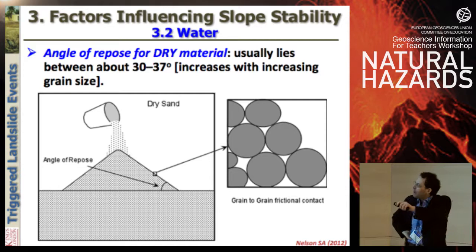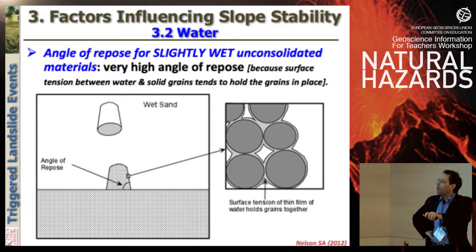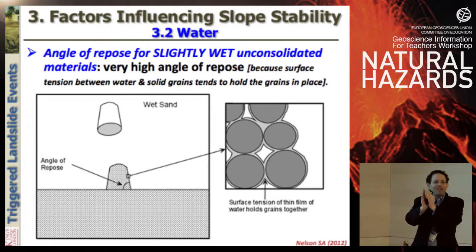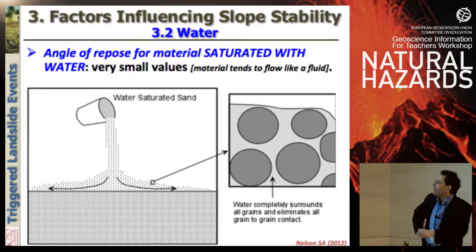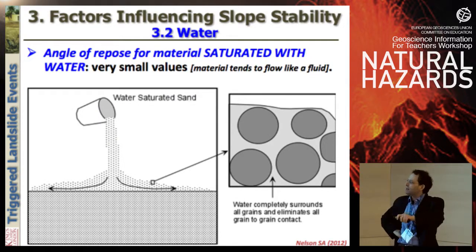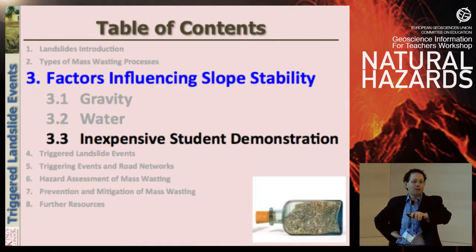We can talk about dry sand here. We look at the angle of repose, and what we have are grain-to-grain interactions of the particles themselves. But if we have wet sand here, the angle of repose, we have a surface tension. And so we can then create that surface tension and create the wall. And then we have water-saturated sand. The water completely surrounds all the grains here.